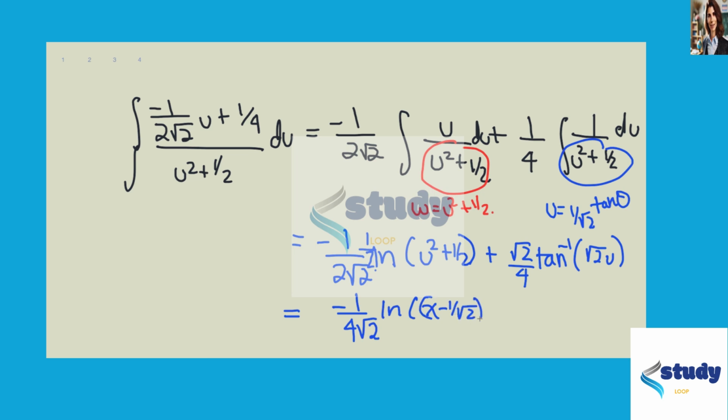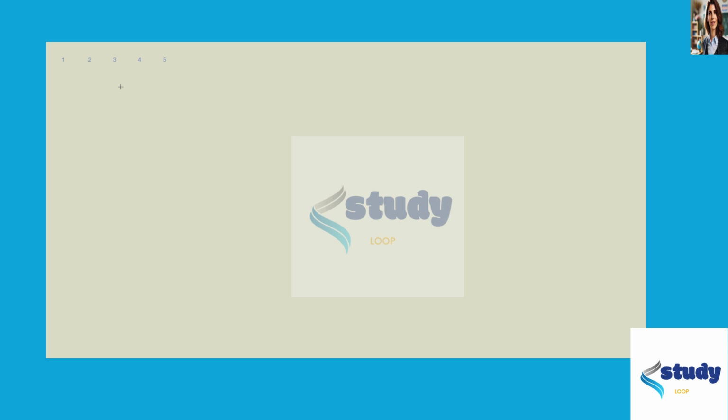So just replacing u in terms of x, and then here as well. Now that takes care of the first integral from the previous. We still have the second integral. For the second integral, you would just use the substitution x plus 1 over radical 2 instead.